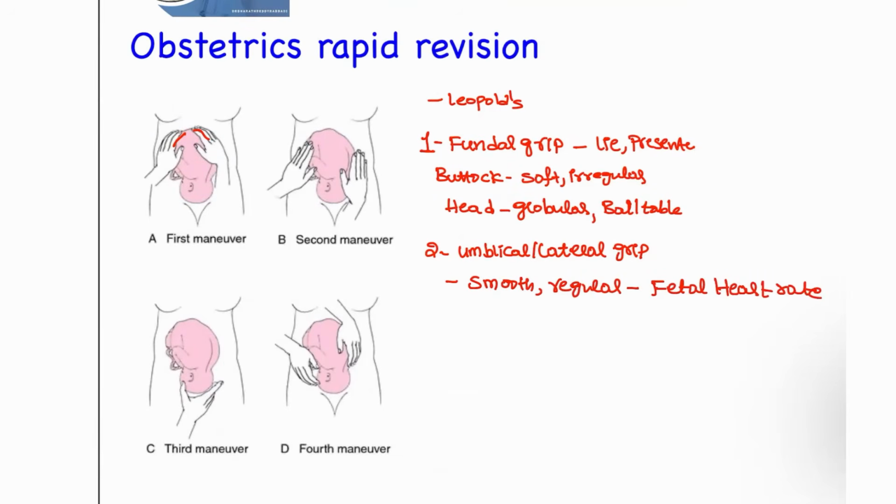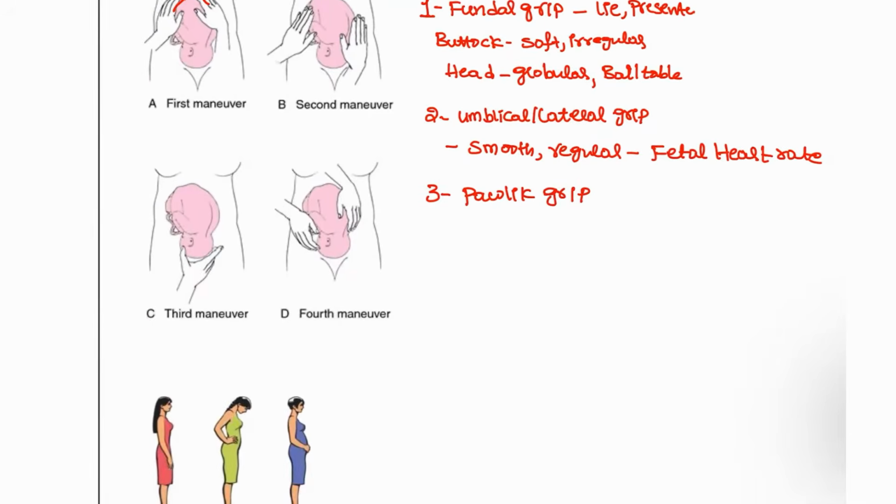Next, the third grip is known as the Pawlik grip. Here in this picture, if you see, only a single hand is placed on the pelvic region. This is also helpful for us to understand the presentation of the fetus, and at the same time whether the head is engaged or not.